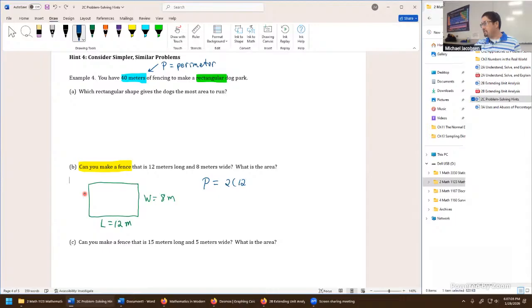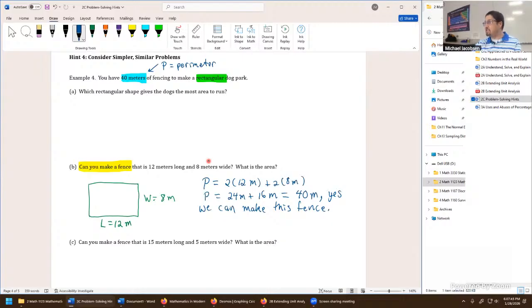And let me backtrack just a bit to go like this. 2 times 12 meters plus 2 times 8 meters. We work out this multiplication here, we'll find that the perimeter is 24 meters plus 16 meters. Adding those together would give us 40 meters altogether. And so we would say to this question, yeah, if we have 40 meters of fencing, these dimensions would work. So we'll say, yes, we can make this fence.